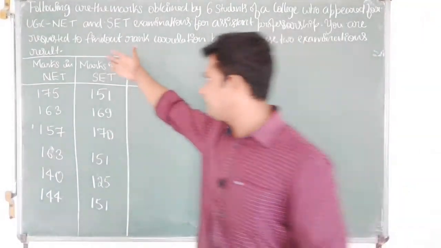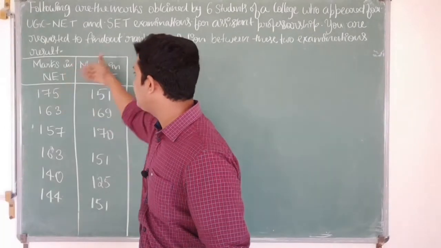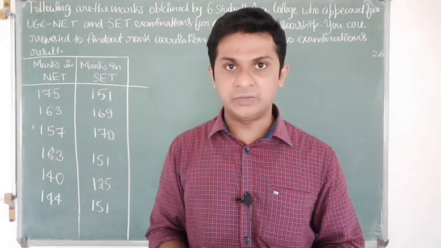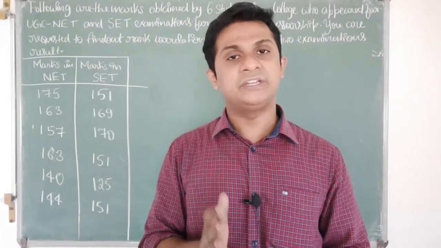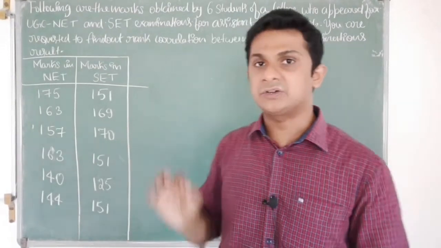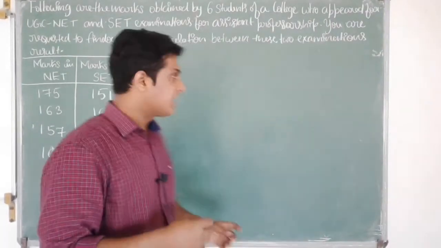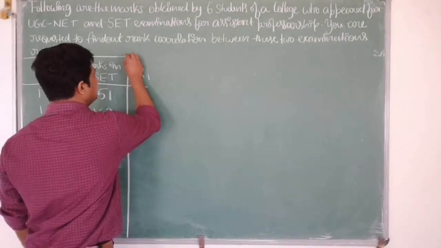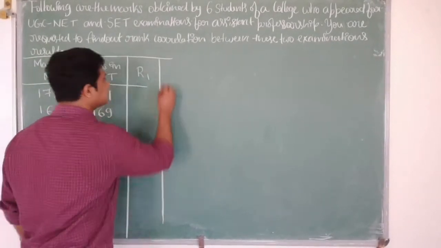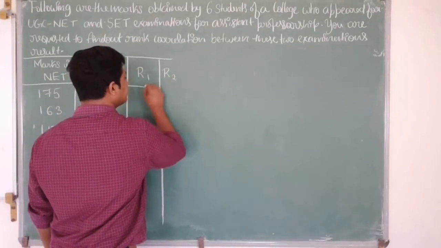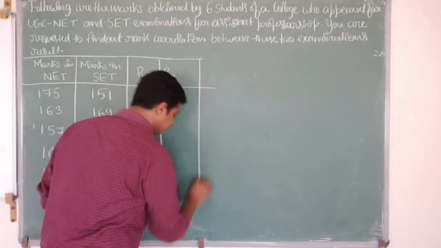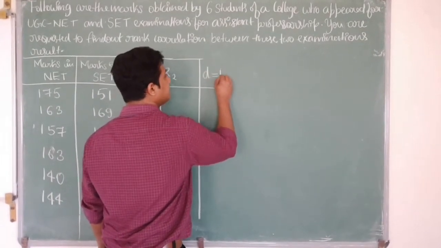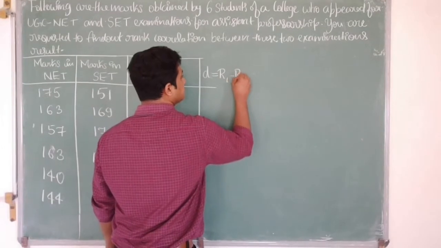So information given is here: marks in NET, marks in SET. When these variables value is given, first of all what we need to do is rank each of these variables. So let us do that. I'll take first variable's rank as R1 and second variable's rank as R2. After that, what we need to calculate is the difference in rank, which we are denoting as D. So D is equal to R1 minus R2.